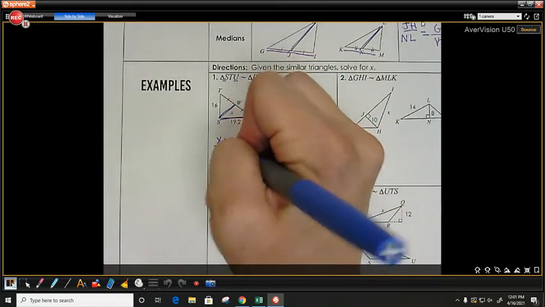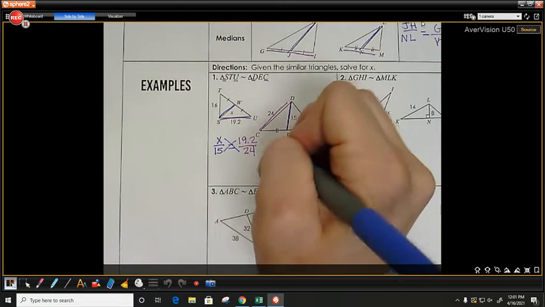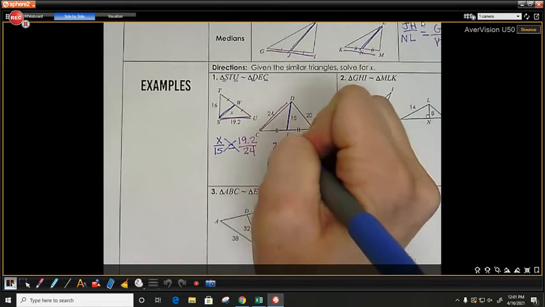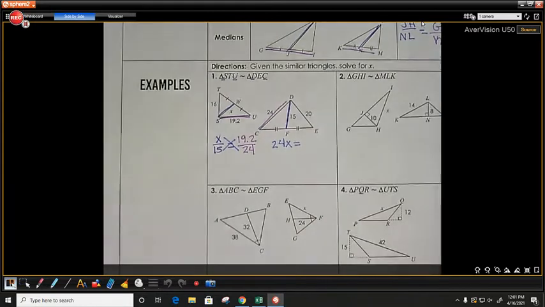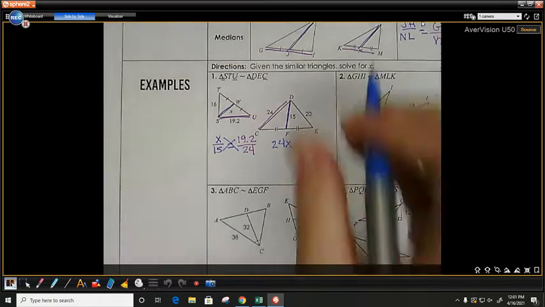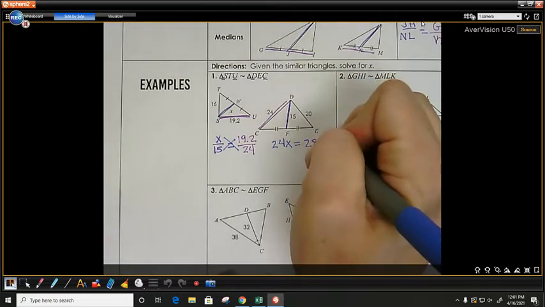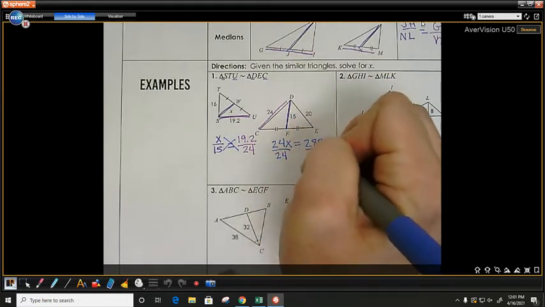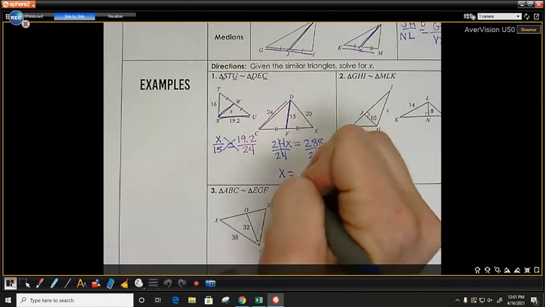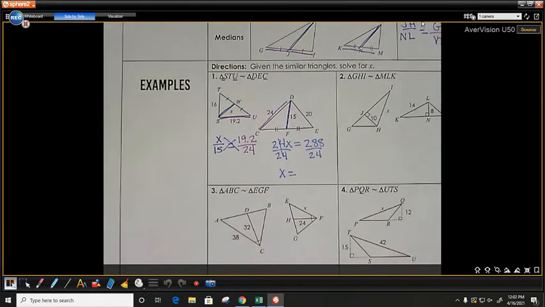And then we are just going to cross multiply. We're doing more cross multiplying to solve our proportions. So 24x equals 19.2 times 15, which is 288. And then divide both sides by 24. And we get x is 12.